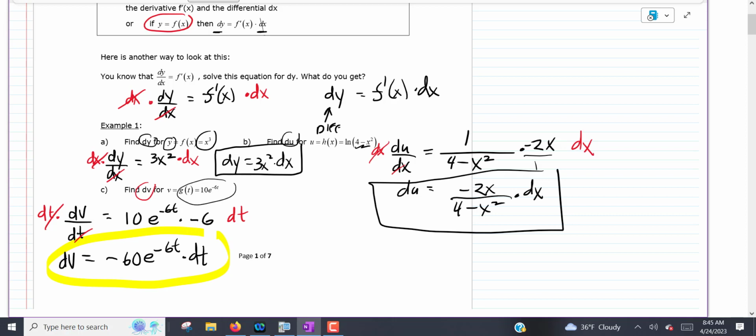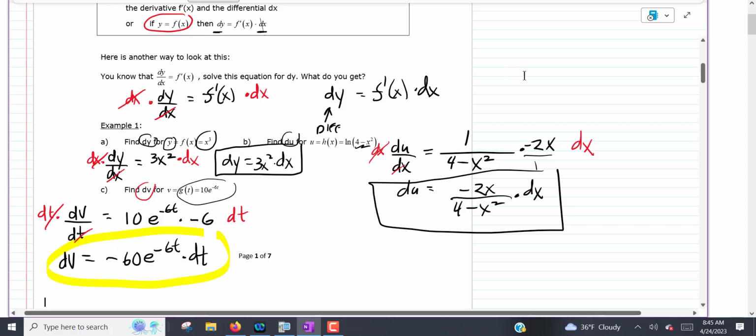So see, you're doing derivatives, but all you're doing is after you do the derivative, you get that numerator, like the dv or the du or the dy, by itself. That's it. And you'll know why I'm teaching you this in a minute. I'm trying to prepare you for something.